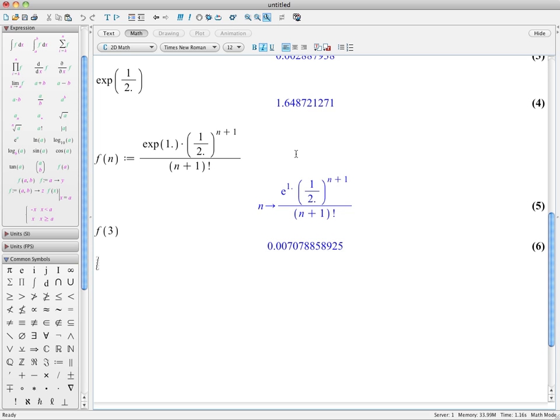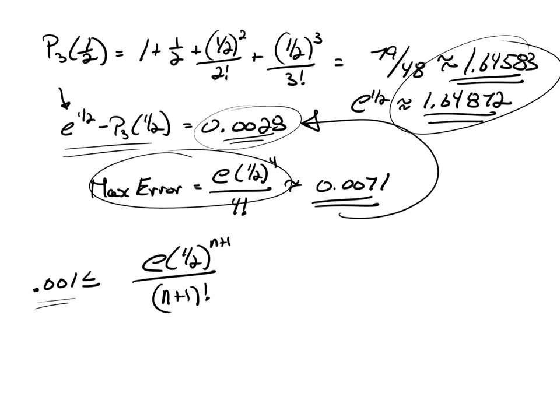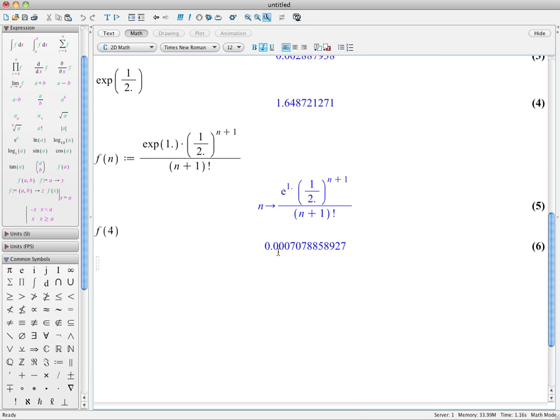And that matches much better with the 0.0071 that I had earlier, just rounded off. So I need to make this smaller, smaller, smaller. So let's go to 4. And we're there. This is the maximum error if I go up 4 places and I want it to be less than 0.001. I think that's what I said, right? Yeah, 0.001. And it is, because the maximum error is now 0.0007, which is obviously less than 0.001.